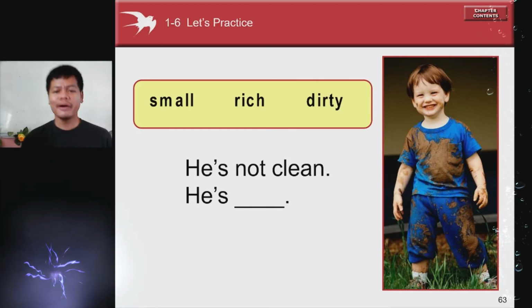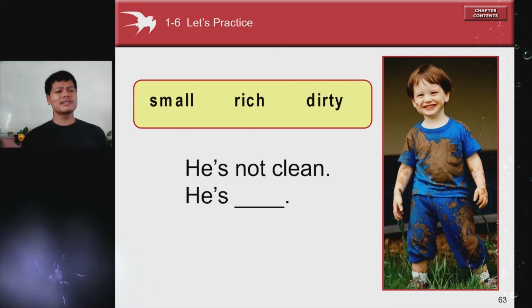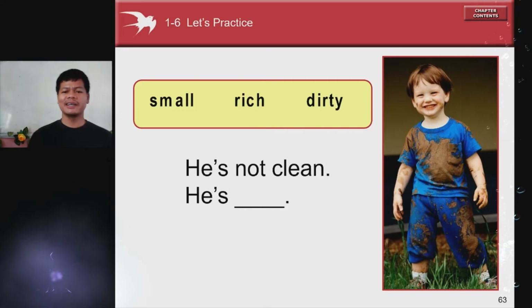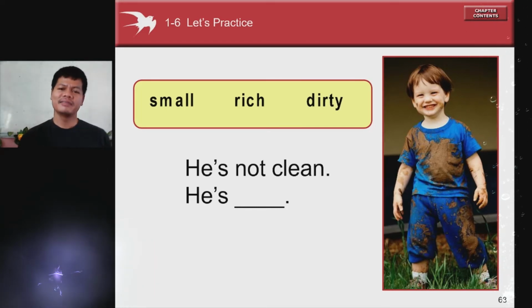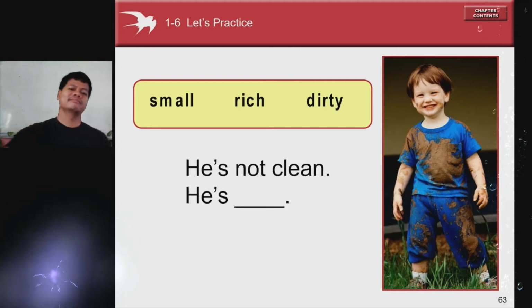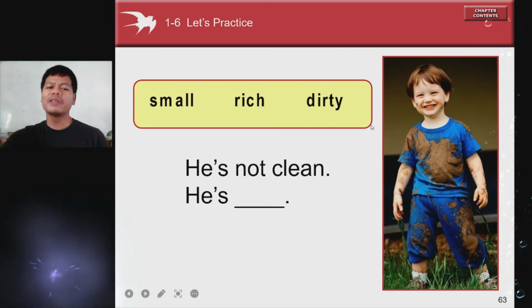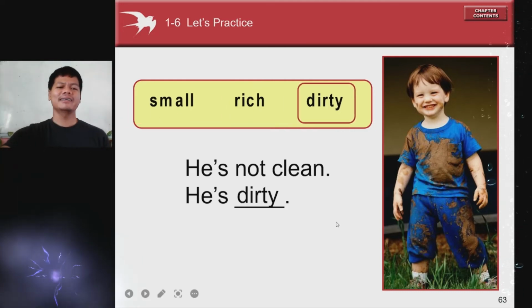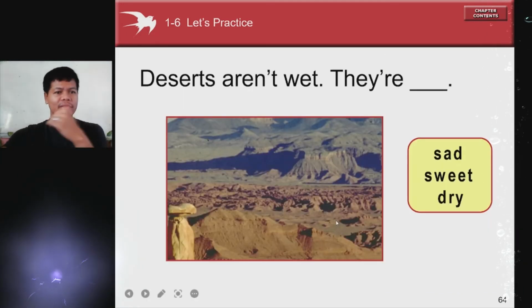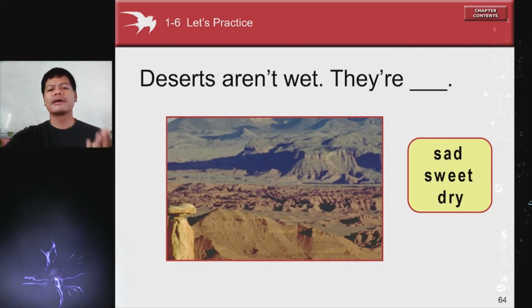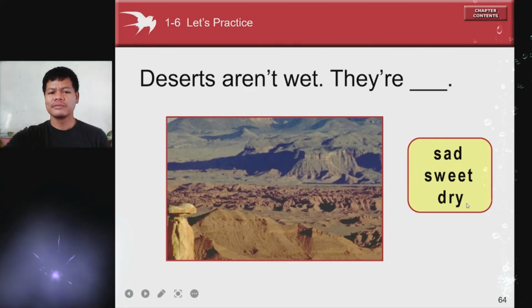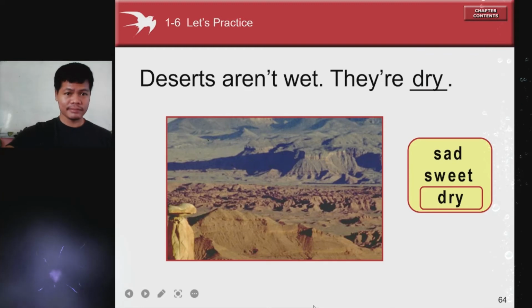Oh, happy boy. What's he doing? Okay. Can you see him? He is not clean, yes or not? He is small, red or dirty? Dirty. Okay, very good. Desserts aren't wet. They are dry. Okay, very good. Do you know dessert?